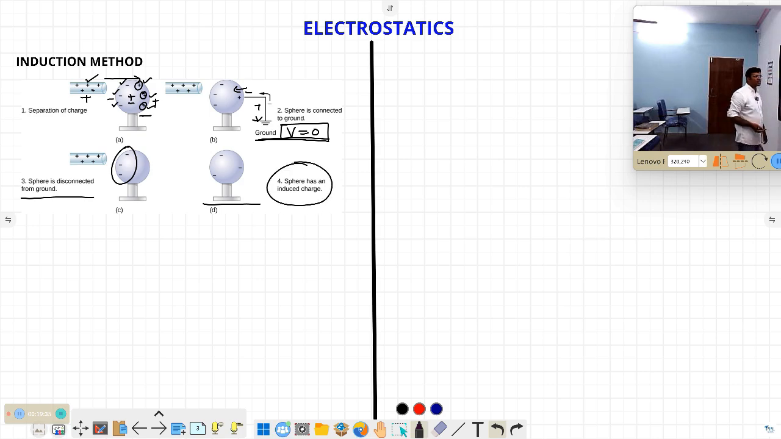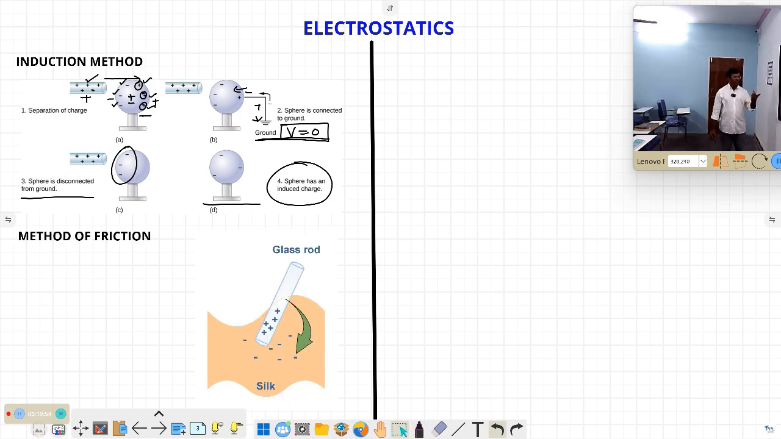This is called induced charges. That means the body has become an induced charged body. So by bringing one body near to the other body, we can make the other body charged, and this is called the induction method. In this process also we have a lot of theoretical questions, and some problems are going to be discussed. We'll discuss them in the coming videos.